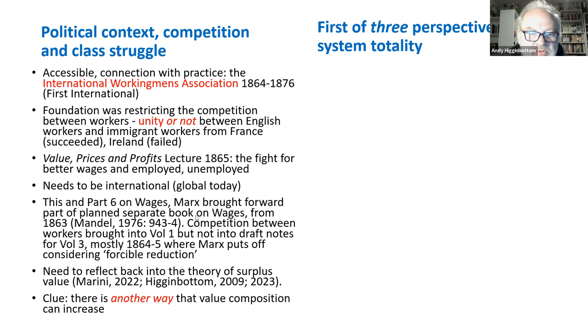He begins to also see that he's not going to finish the six books that he planned. So I think he does bring in quite a lot of this material about wages and the working class into volume one, but he never really develops much this question of forcible reduction. And it is left to Marini and others to take forward where Marx left it and push it further.